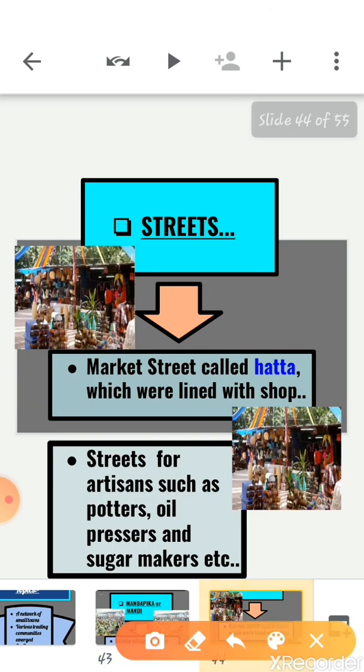Next, each town also had a market street called haat, which was lined with shops. Moreover, every town had a number of artisans such as potters, oil pressers and sugar makers, etc.